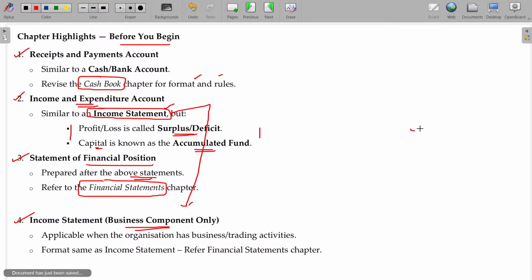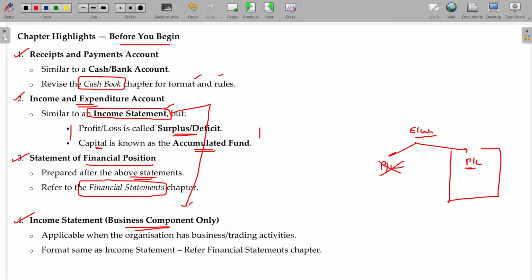So for a society or club, usually their intention is not to make profit. That's why it is called a surplus or deficit. It's a common benefit for all the members. Subscription is received and support is given for others. And a small activity may also be done to make a profit. This will be prepared separately, similar to the income statement, and the ultimate answer will be transferred to the income and expenditure account. So all the activities are shown in the income and expenditure account.